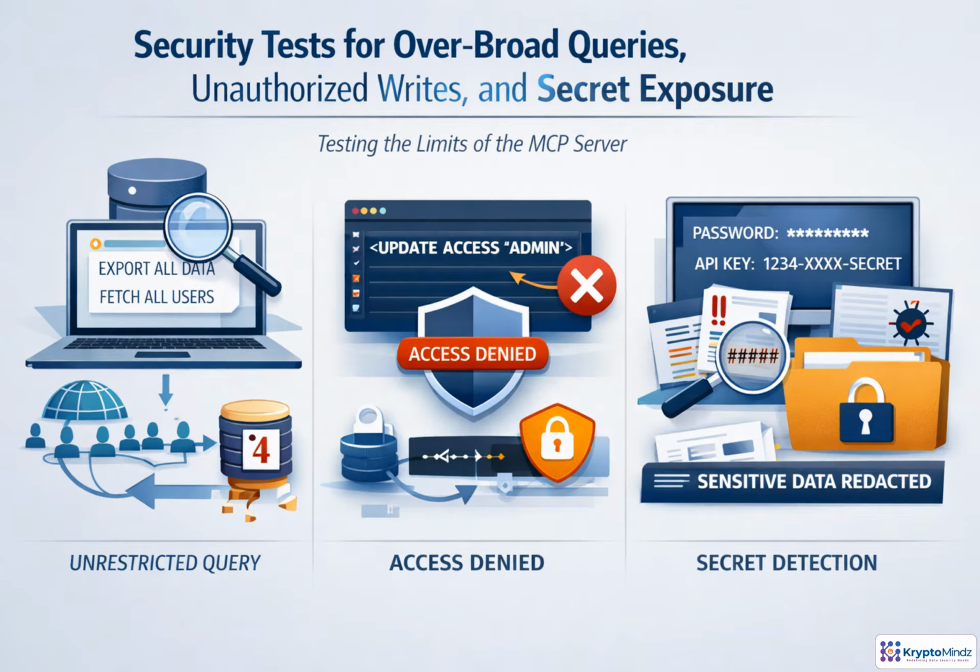Finally, treat every response and log line as a leakage surface. Look for tokens, credentials, internal IDs, stack traces, and sensitive fields. The safest default is minimization. Return only what is needed, redact what remains, and make unsafe access visible in audit logs.